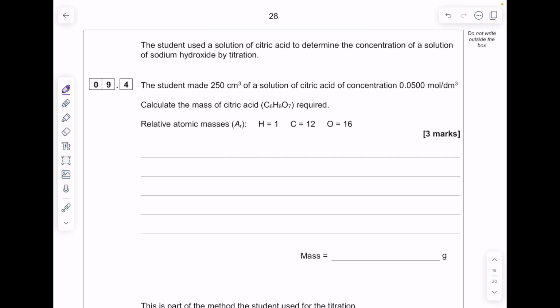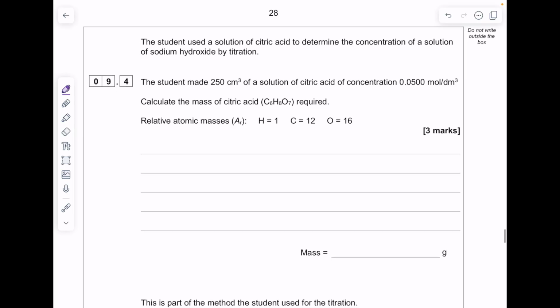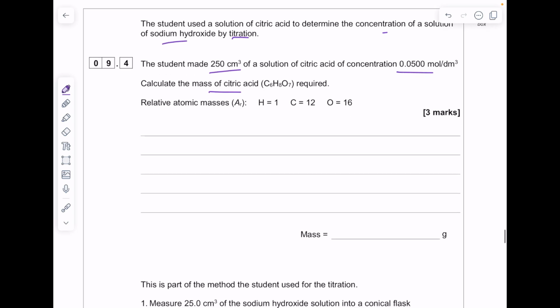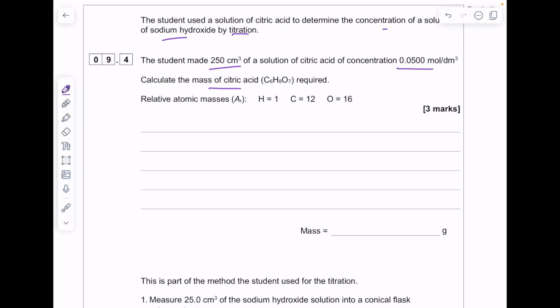The student used a solution of citric acid to determine the concentration of a solution of sodium hydroxide by titration. The student made 250 centimeters cubed of a solution of citric acid at a concentration of this. Calculate the mass of citric acid required. So the first thing we want to do is find the number of moles. So we do concentration times volume. We have 0.05 as our concentration. Our volume, be careful, that needs to be in decimeters cubed, so I divide by 1,000. So there's my number of moles.